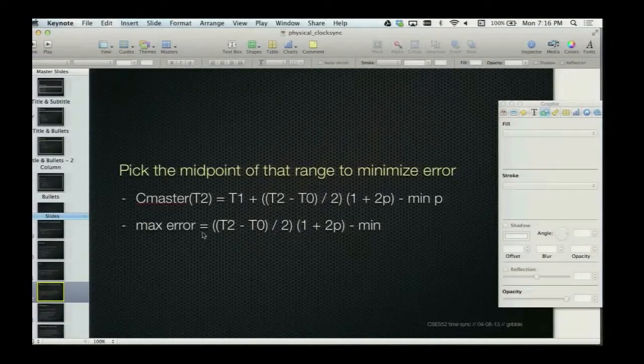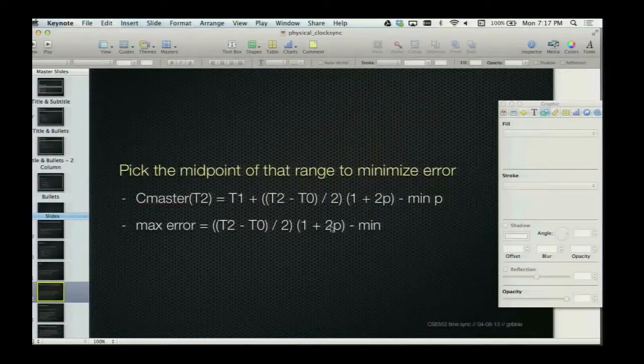Okay, so let's step back for a second and think about this equation. This equation basically tells you the maximum error that your clock could be wrong if you pick the midpoint to synchronize and use that offset to adjust your clock. Okay, so there's a couple of really interesting factors about this. One thing that it says is the rate at which my clock synchronization error grows is proportional to the round trip time, T2 minus T0. So the larger the round trip time, the worse off my maximum error ends up being.